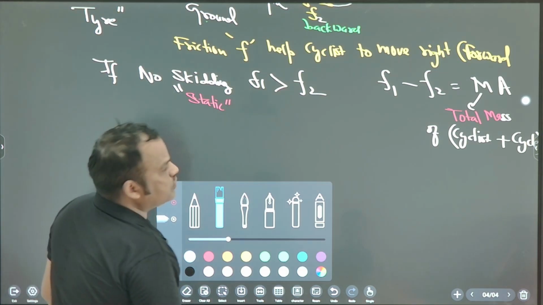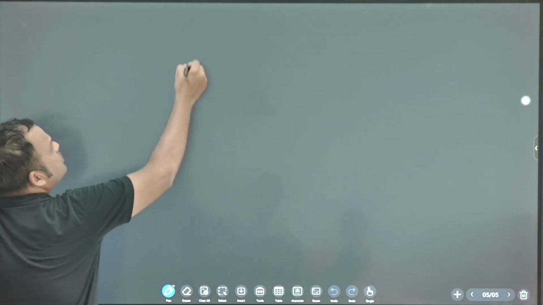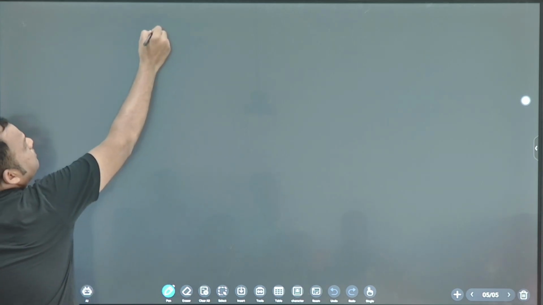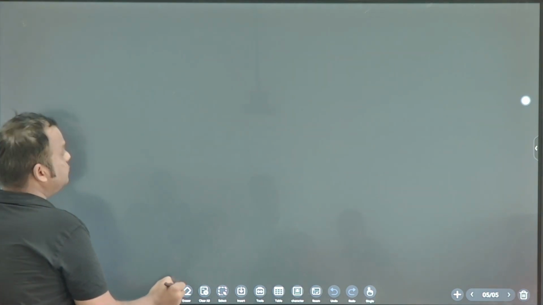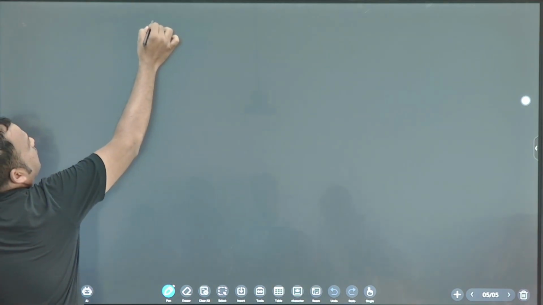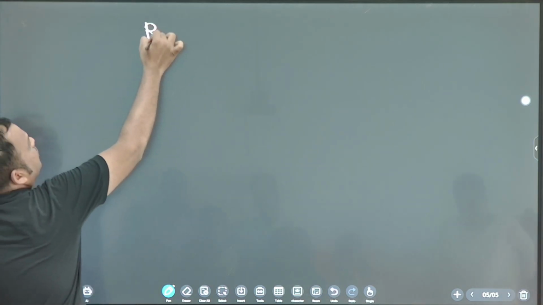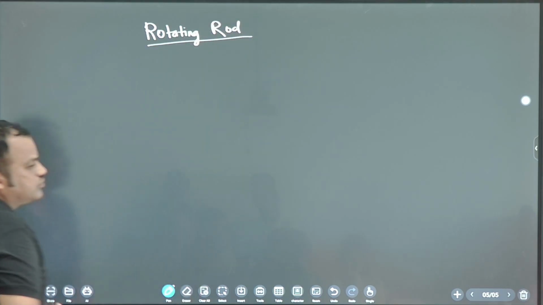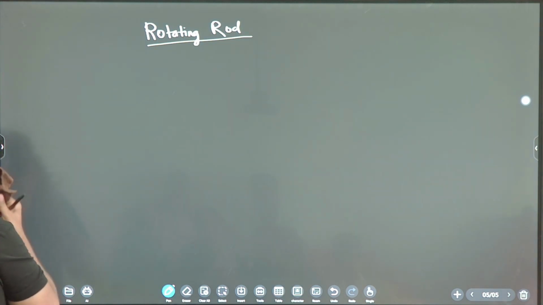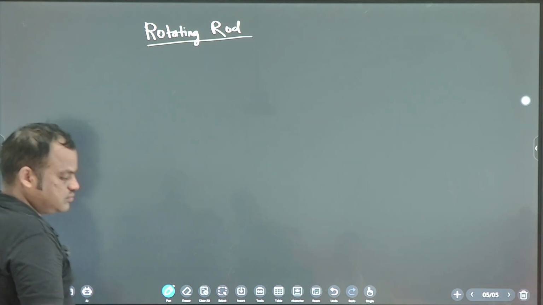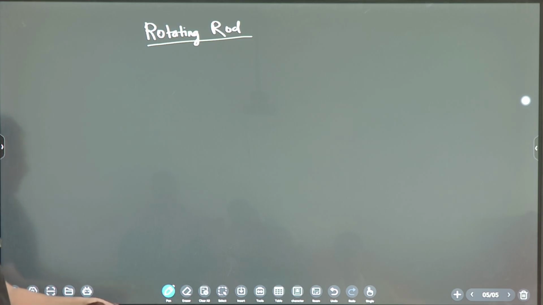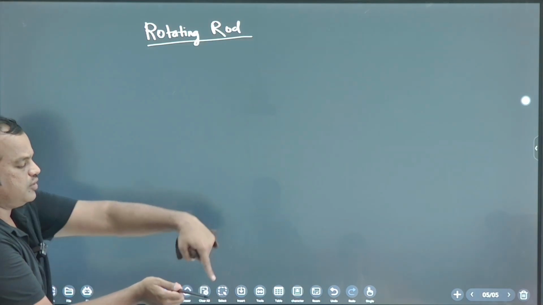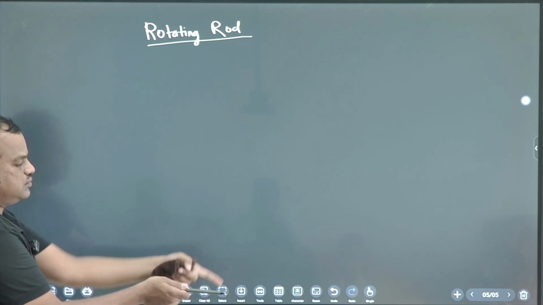Now we are going back to circular motion. So note down, we'll continue circular motion. What were we doing yesterday? Vertical circular motion. Okay, fine. Now next, write down rotating rod. Rotating rod like this, it is rotating. When I move this pen from here to here, it is rotating like this.